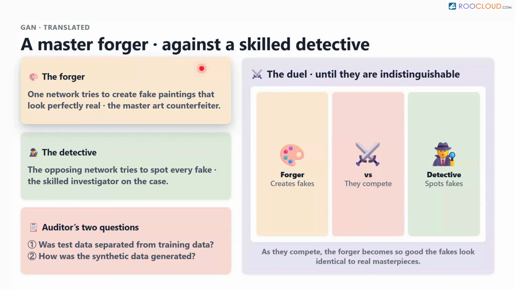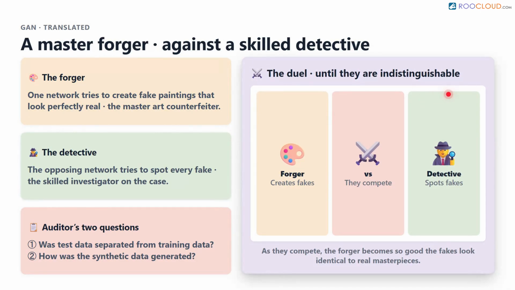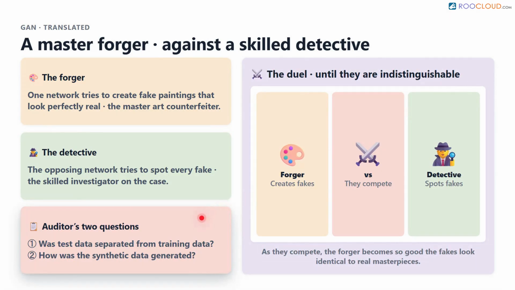Think of a generative adversarial network as a game between a master art forger and a highly skilled detective. The forger tries to create fake paintings that look perfectly real, while the detective tries to spot the fakes. As they compete, the forger becomes so good that the artificial paintings become practically identical to real masterpieces. When reviewing this testing area, an auditor must ask two primary questions. Was the test data appropriately separated from the training data? And exactly how was the synthetic data generated?